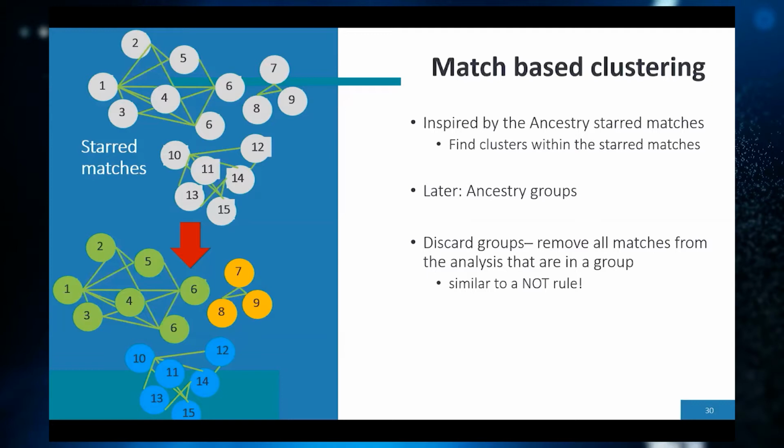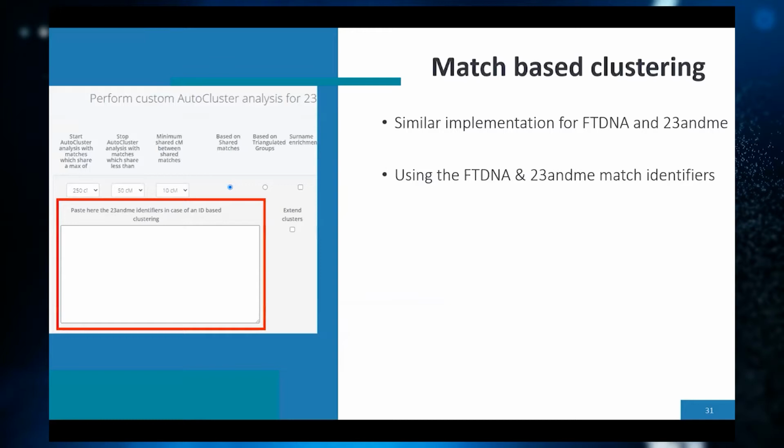So now we're getting back to this box, Connie, that you've noticed at the beginning already. We implemented a similar system for FamilyTreeDNA and 23andMe, but I don't have the nice grouping option like Ancestry does. Instead, we use the identifiers that are linked to the FamilyTreeDNA and 23andMe matches. If you open an Excel file from another cluster analysis, you will find unique codes for every match. By putting those codes in here, you can do an analysis only for the matches that you have selected. But of course, that's a lot of work. We have a trick to make it a little bit easier.